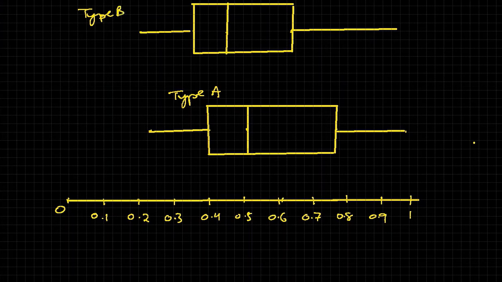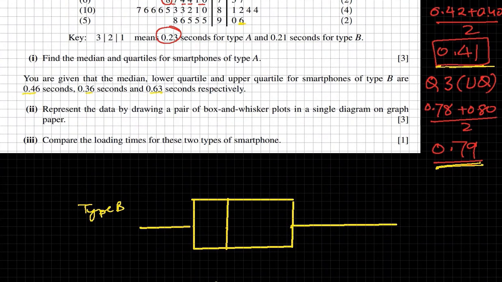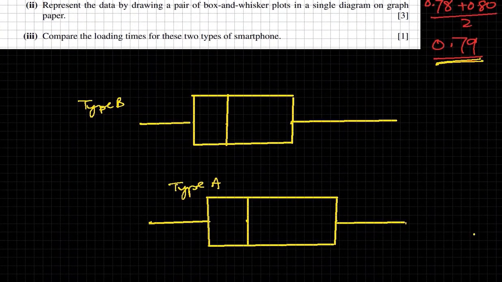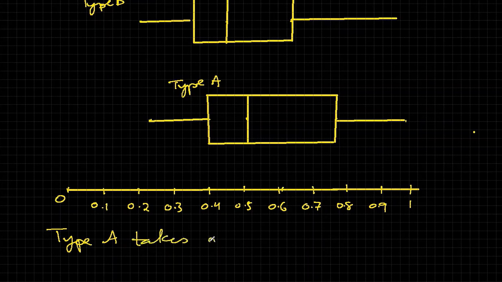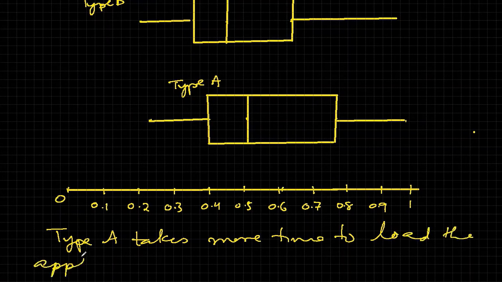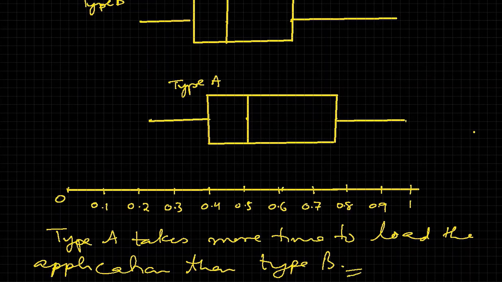Drawn. What next? Compare the loading times for these two types of smartphones. So we can see that type A takes more time. You can write that type A, its box is towards the right mostly. So type A takes more time to load the application than type B. That means type A is slower.